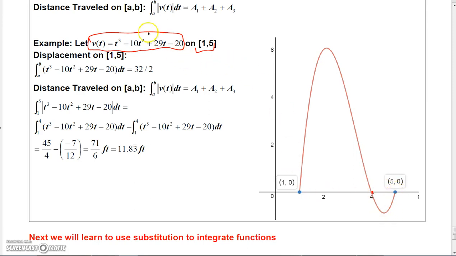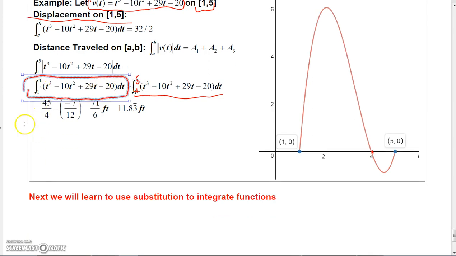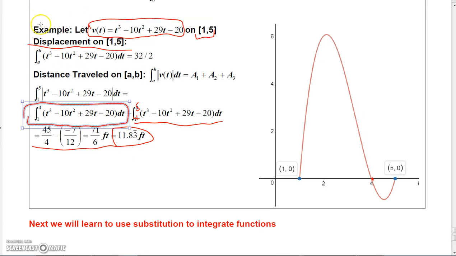So what you have to do to find the total displacement on 1 to 5 is you actually integrate from 1 to 4, positive the function, and then you subtract the integral from 4 to 5. That should say 4 to 5 instead of 1 to 4. So you integrate from 4 to 5, and then you subtract the two values, and you get the total displacement, which is 11.683. And that's pretty much all I have time for, so hopefully you got most of that on that example.